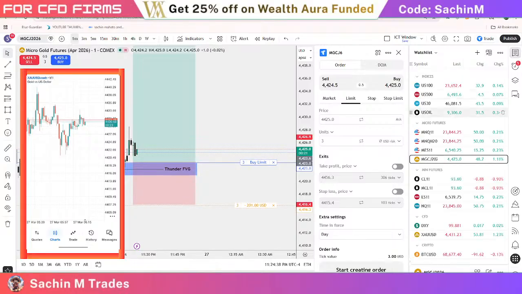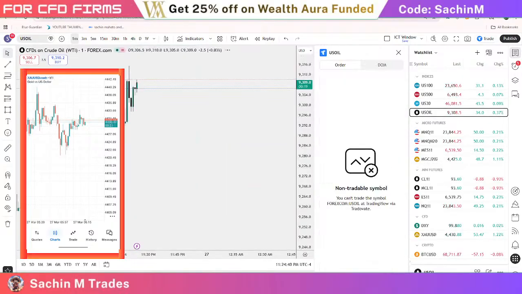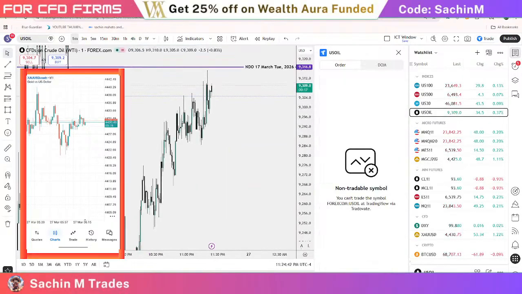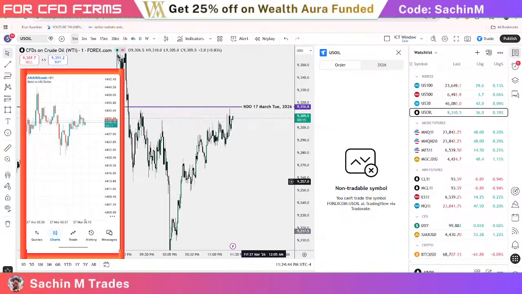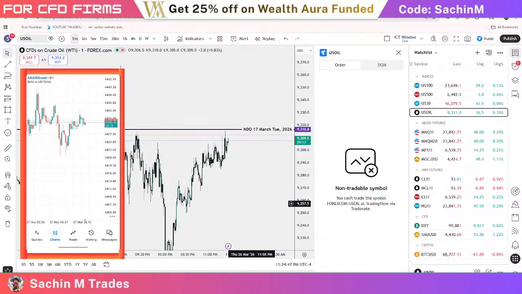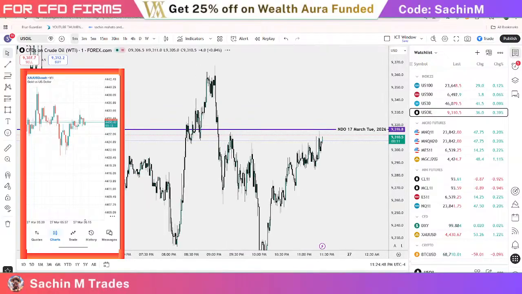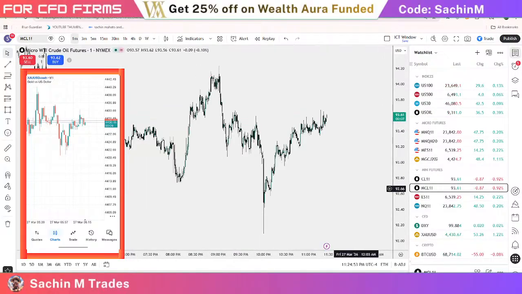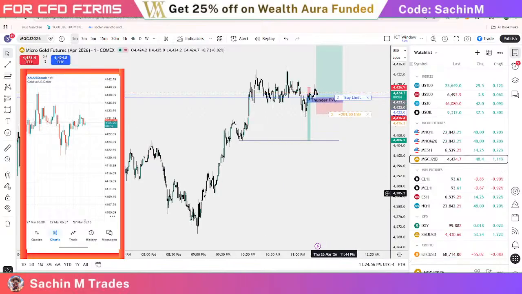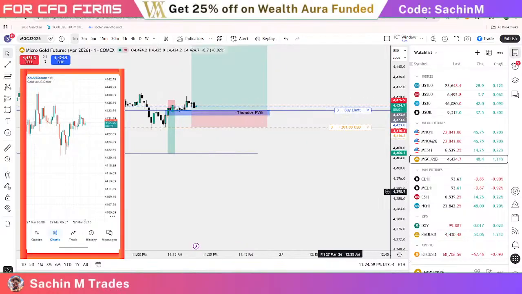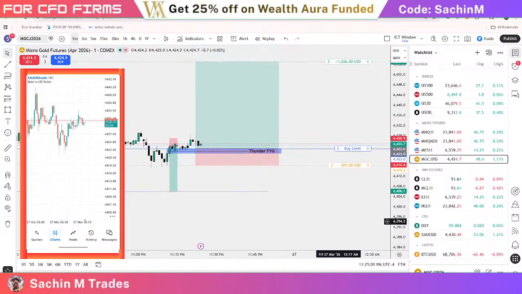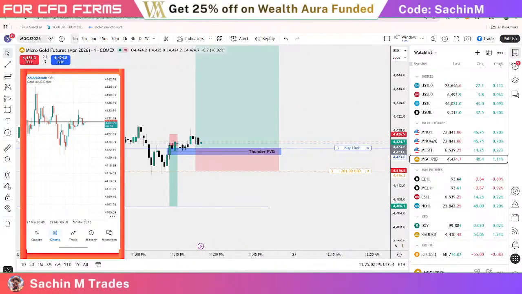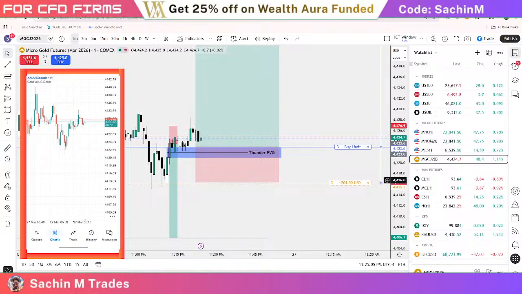Let's look at other markets. This is oil. Oil is trading up as well. Let's follow MCL if we want to trade this. MGC coming down. Let's see if it comes down and touches our entry.